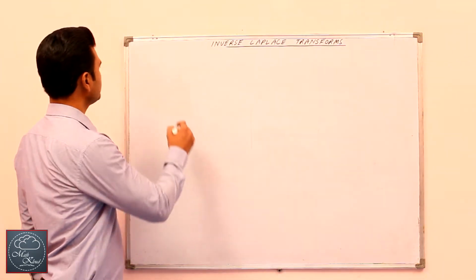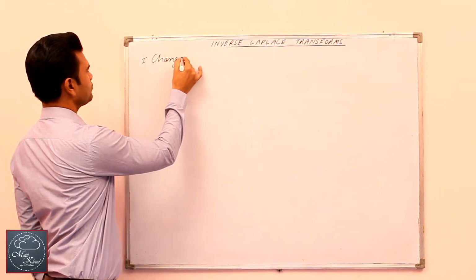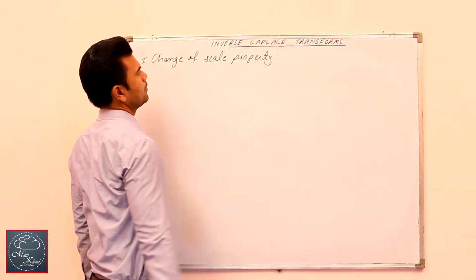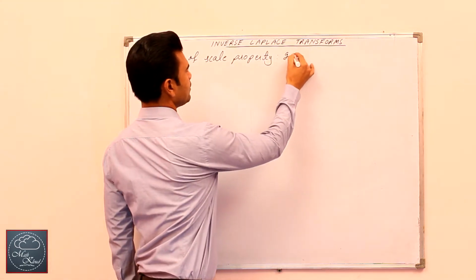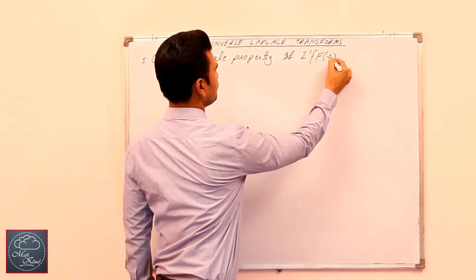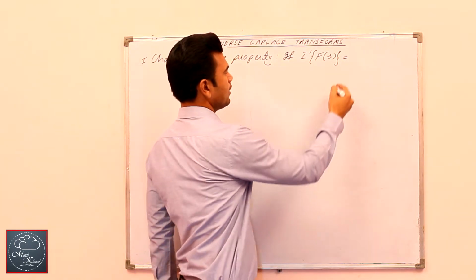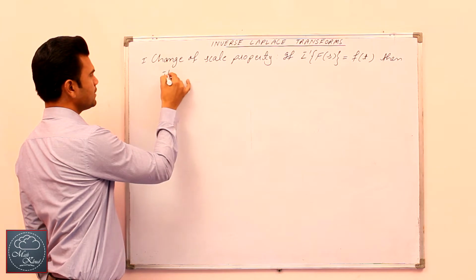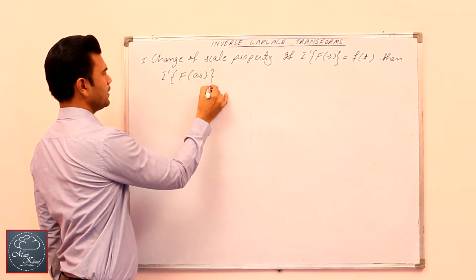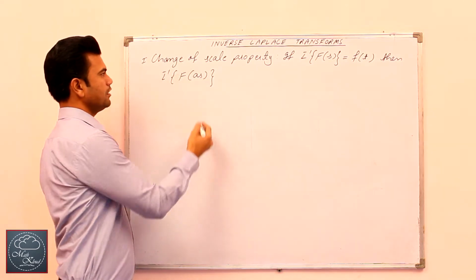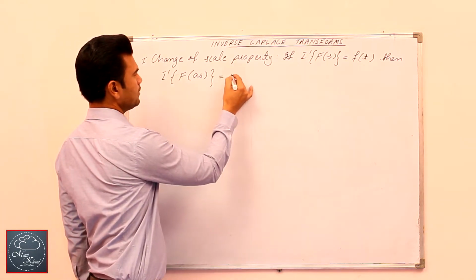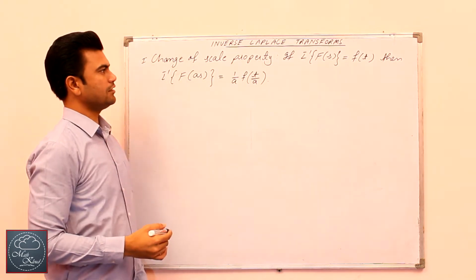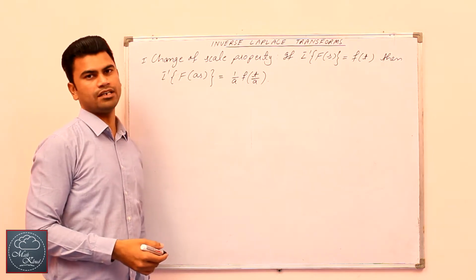The first property we are going to consider is the change of scale property, which says that if the inverse Laplace transform of a function F(s) is given by f(t), then we can find the inverse Laplace transform of the function F(as), meaning you are multiplying or dividing by a scalar a, and this will be given by 1 over a f of t over a, and this result directly follows from the result of Laplace transforms.